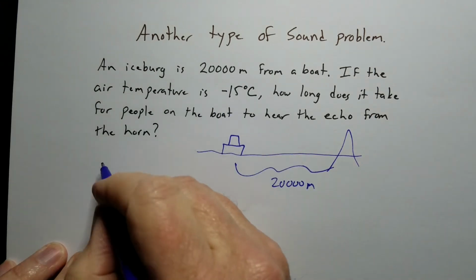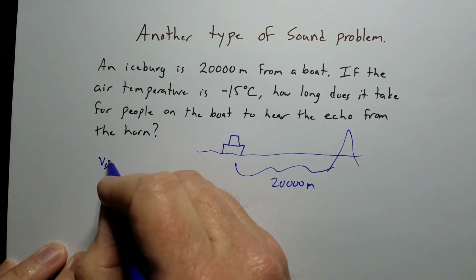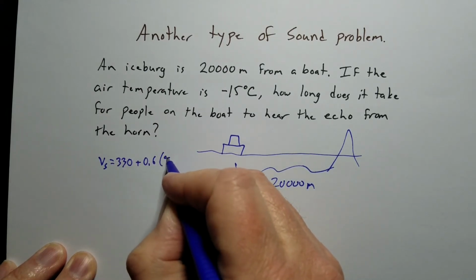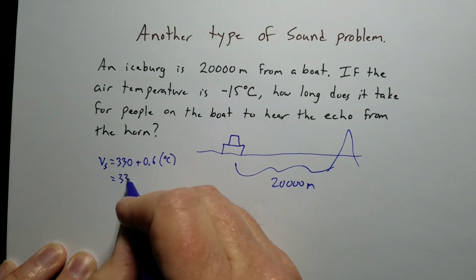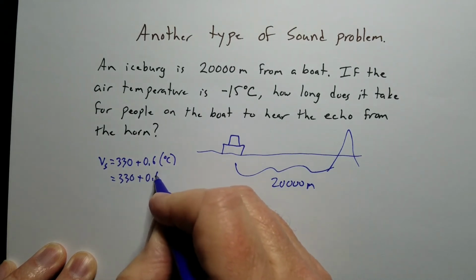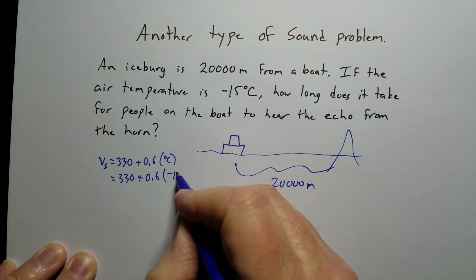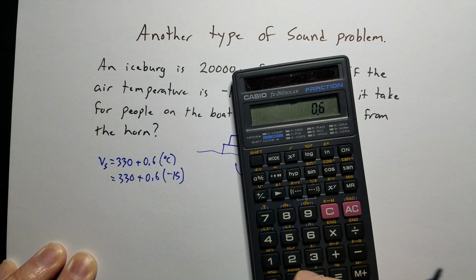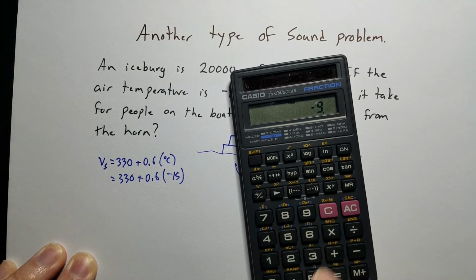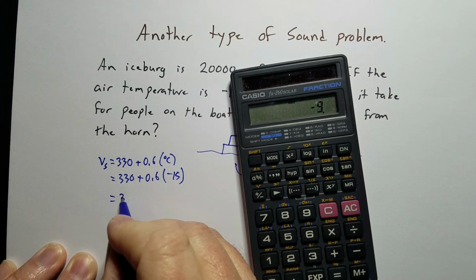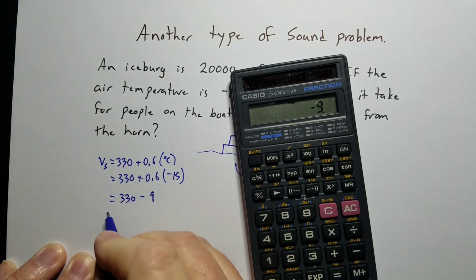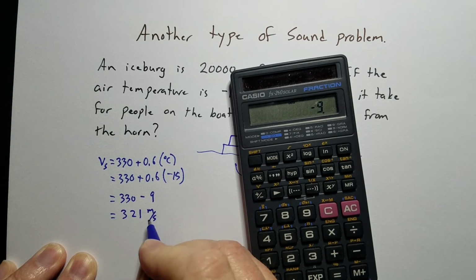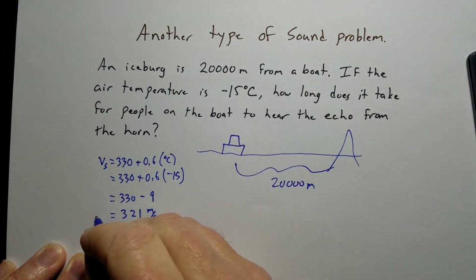So first thing I want to do is figure out the speed of sound at that air temperature. So 330 plus 0.6 times degrees Celsius. So 330 plus 0.6 times negative 15. So 0.6 times negative 15, which is negative 9, so we get 330 minus 9, so that's 321 meters per second is the speed of sound at that temperature.